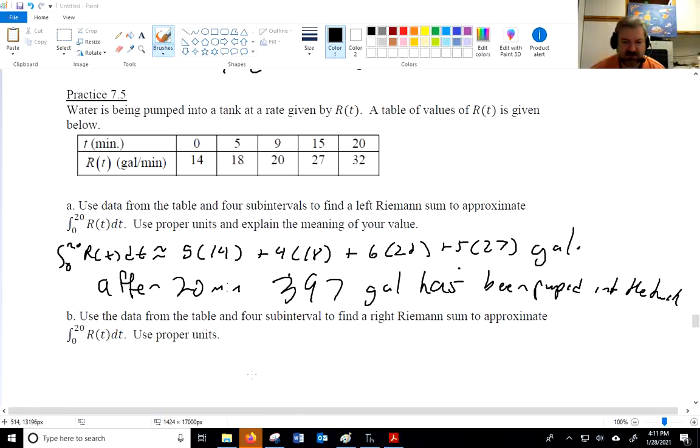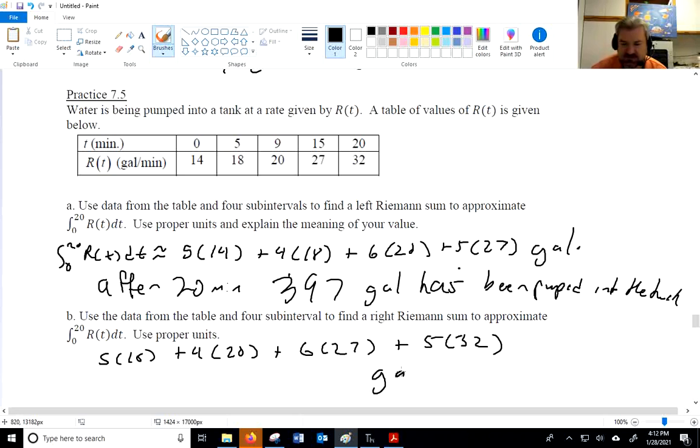All right, next let's use a right Riemann sum. So we're going to do the integral from 0 to 20 of r of t dt. So that's going to be equal to 5 times 18 this time, plus 4 times 20, plus 6 times 27, plus 5 times 32. And again, the units is in gallons.